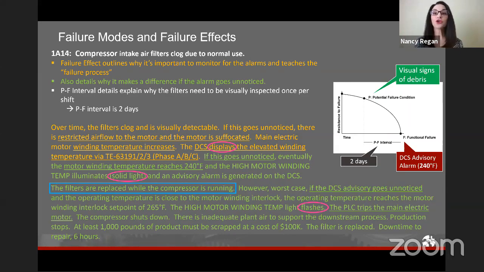Then you know you're going to have to visually inspect on rounds every day to see if there are signs of debris. Now, does that mean that every day you're going to find debris? No, it doesn't. But you have to inspect at least once a day. Otherwise, you might miss the failure.